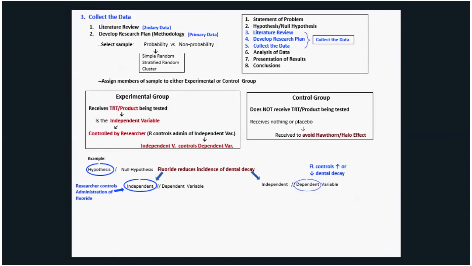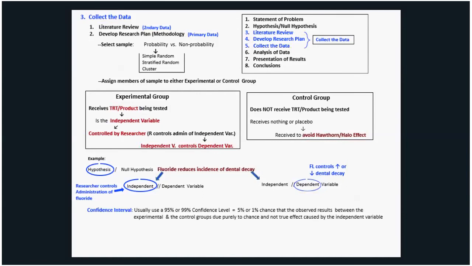We're going to make sure that we give our control group a placebo, something that looks, smells, tastes exactly the same as the fluoride, so that neither group, we'll talk about a double-blind study, it's best if neither group knows who's getting what.